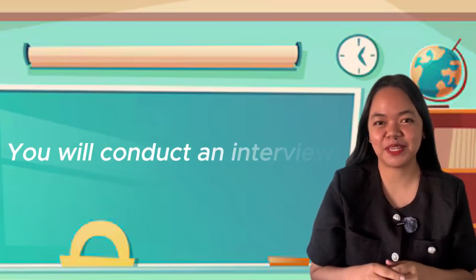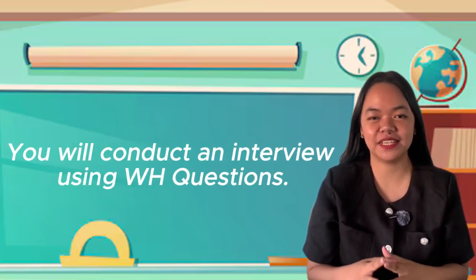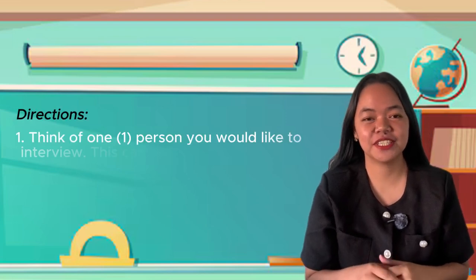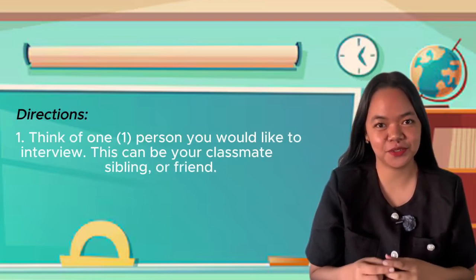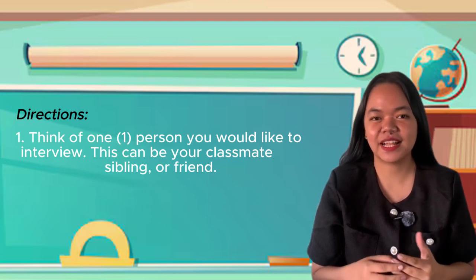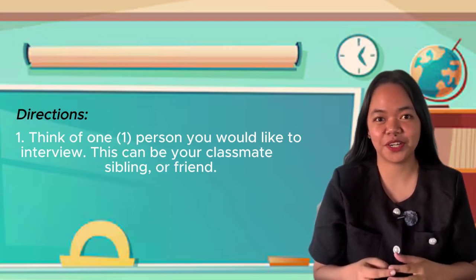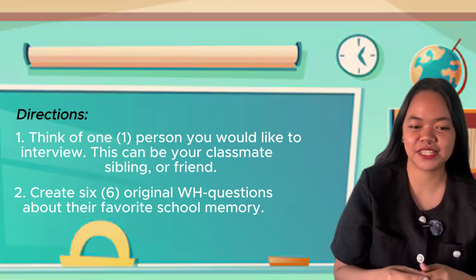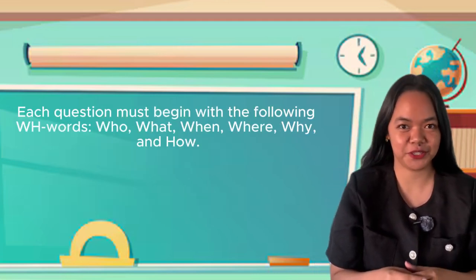Now for your assessment, you will conduct an interview using WH questions. Here are the directions. First, think of one person you would like to interview. This can be your classmate, sibling, or a friend. Second, create 6 original WH questions about their favorite school memory.